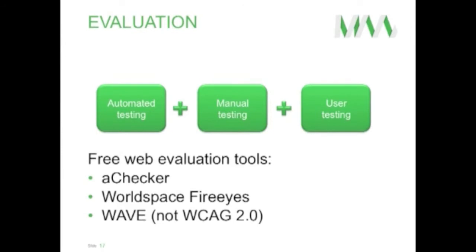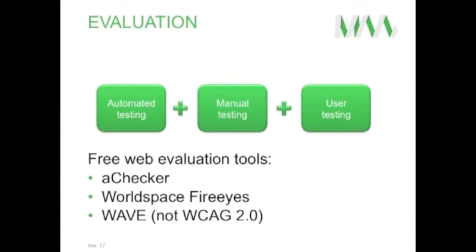Most of the accessibility checkers, though, will look at all the elements that can be tested automatically and report on those, but it will also flag those that you need to manually test. So it says, for instance, you've got an alt text here, check that it is semantically meaningful or meaningful for the user. So it will guide you through that. But most importantly, you can't overlook user testing.